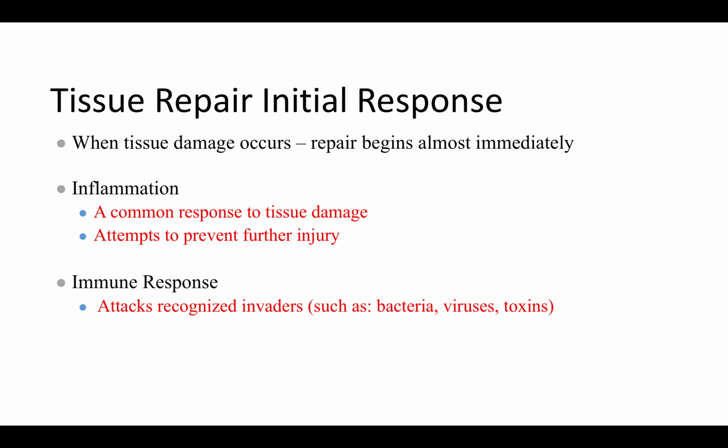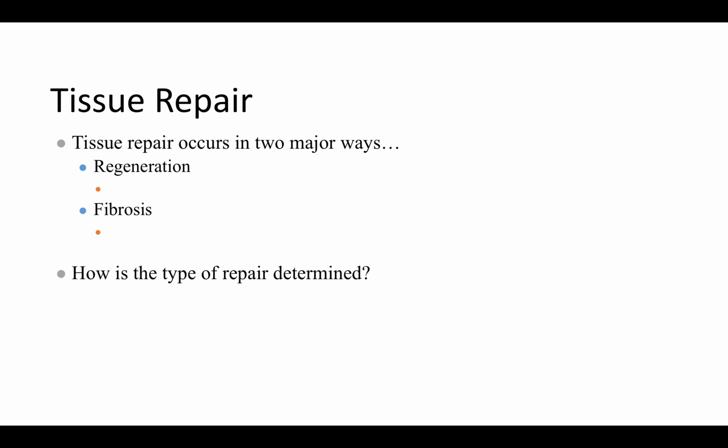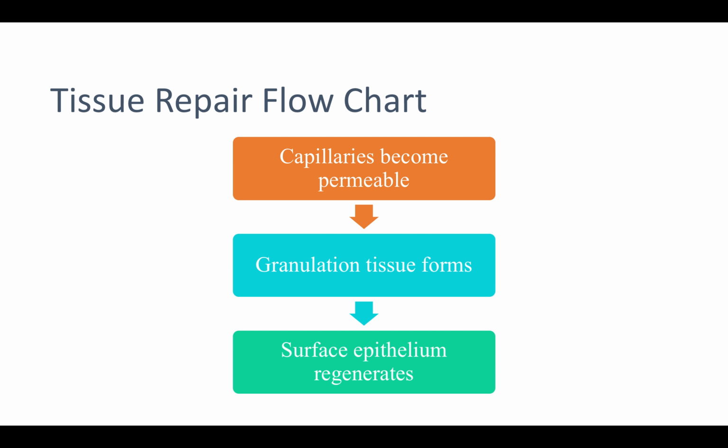Your body is going to start to fight off any bacteria, viruses, or any other pathogens that might have entered through that injury. And then we went on to talk about tissue repair and how tissue gets repaired. And then we talked about how capillaries become permeable, granulation tissue forms, and then the surface epithelium regenerates to finish that repair process.